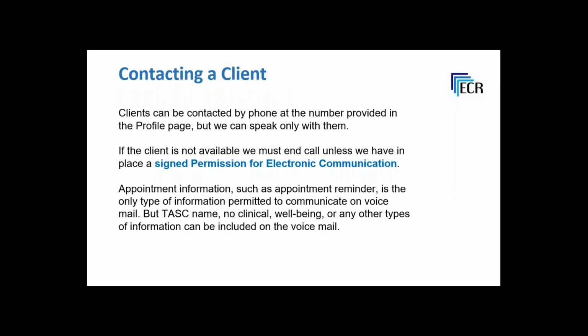Contacting a client. Clients can be contacted by phone at the number provided in the profile page, but we can speak only with them. If the client is not available, we must end the call unless we have in place a signed permission for electronic communication. Appointment information, such as an appointment reminder, is the only type of information permitted to communicate on a voicemail, along with the task name. No clinical, well-being, or any other types of information can be included in that voicemail.